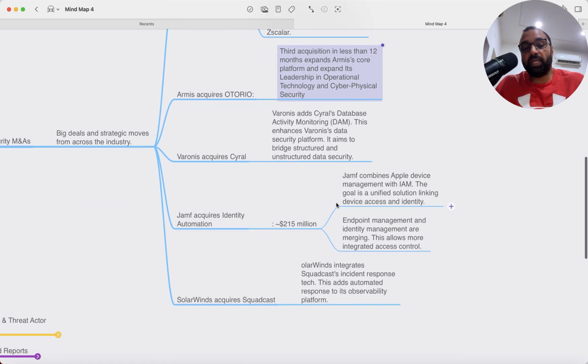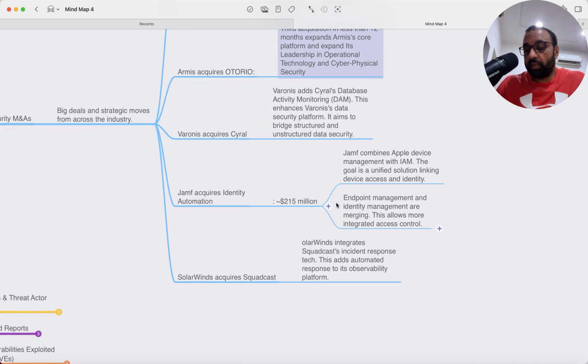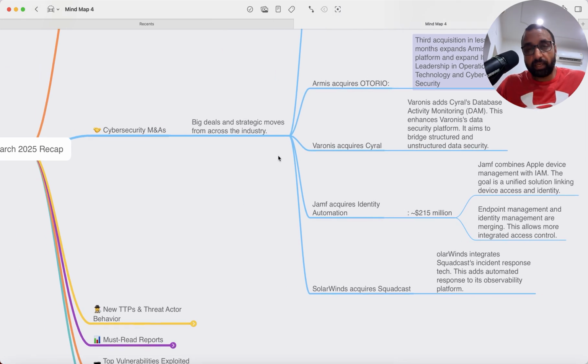Jamf, another company very popular for its Apple device management capabilities, acquired a company called Identity Automation. The goal is to unify a solution linking devices, device access and identity. Essentially it means endpoint management and identity management are merging. This allows more integrated access control for all Jamf customers. Lastly, SolarWinds acquires Squadcast. Squadcast will give SolarWinds a capability on the observability platform with automated response. And that's pretty interesting.